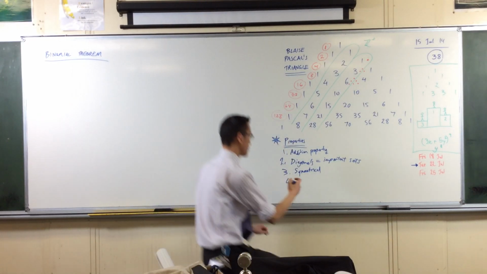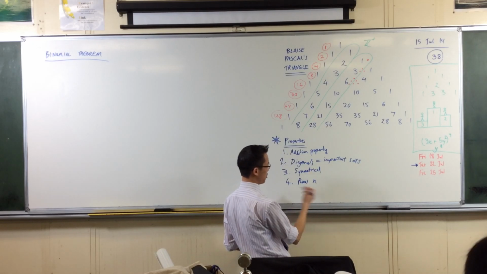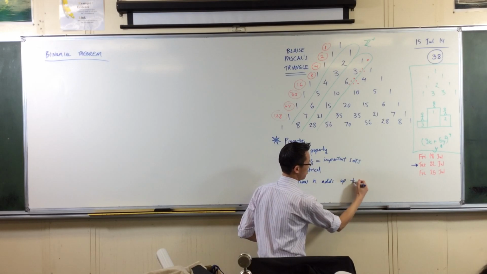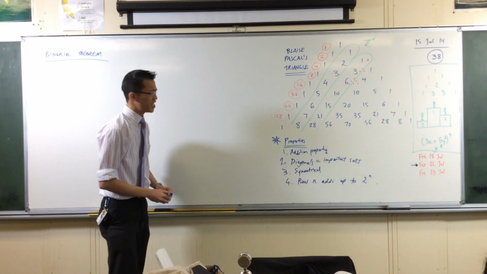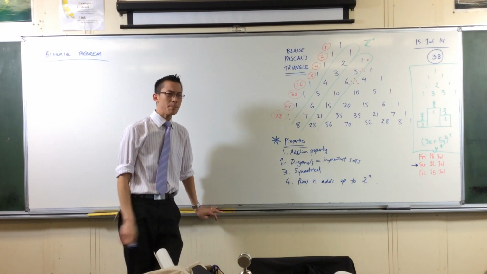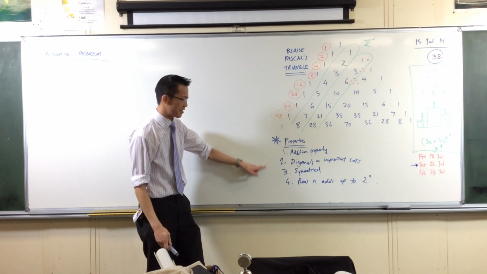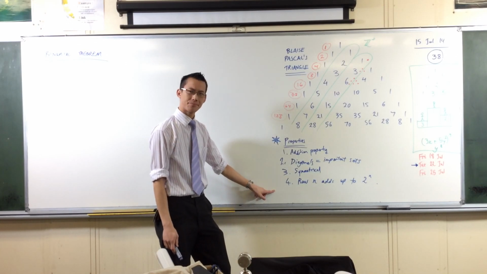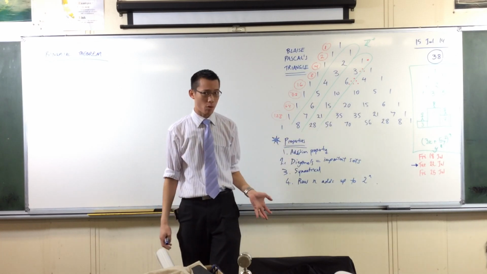So, row n adds up to 2 to the n. Huh. Did you expect that? That's a bit weirder. These ones, it's kind of like, well, duh. I mean, you can see why. But this is a bit, why is that? But yeah, think about it. There are more properties, but these are kind of the important ones.